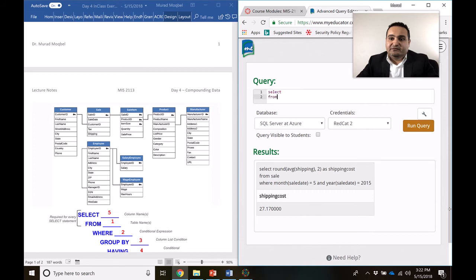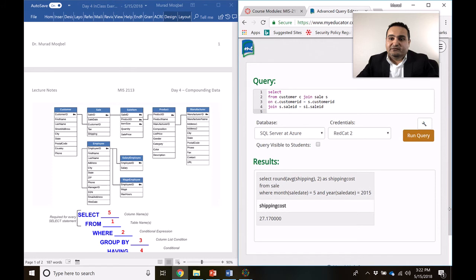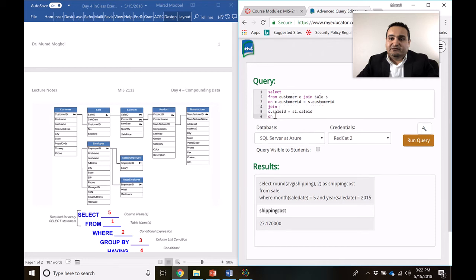So select from customer C, join sale S on c dot customer ID equals s dot customer ID, and then join s dot, so the common key is sale ID equals si sale ID on, oops, no, sorry, so let's do this.